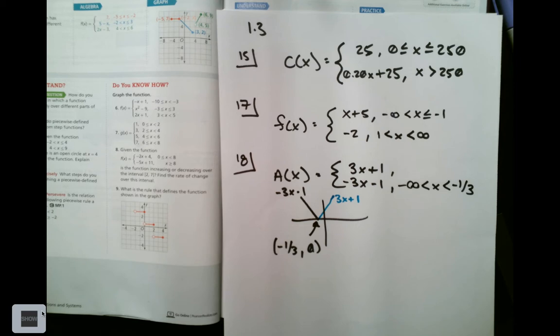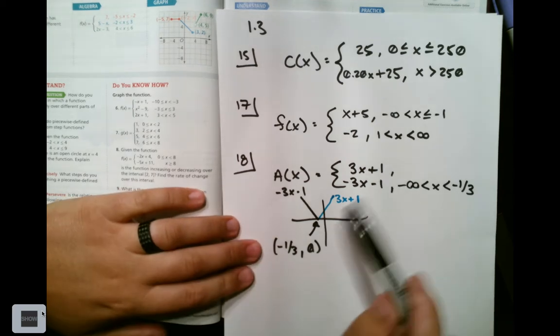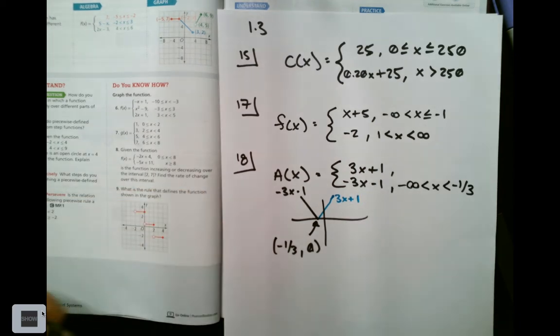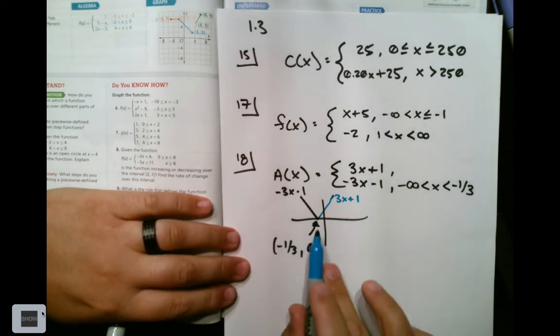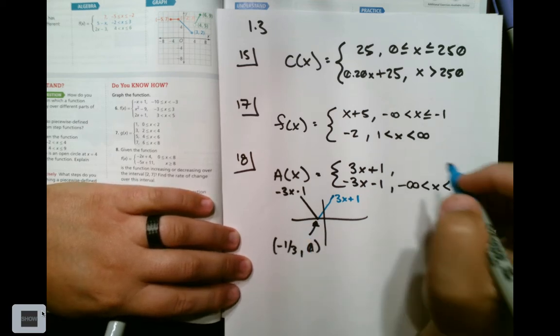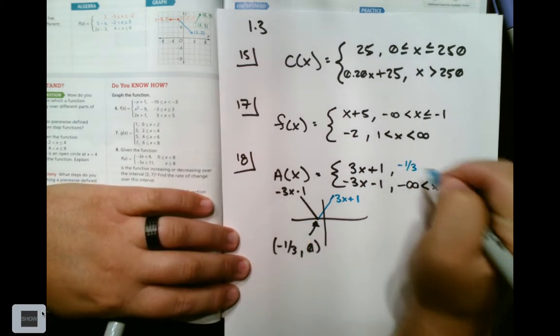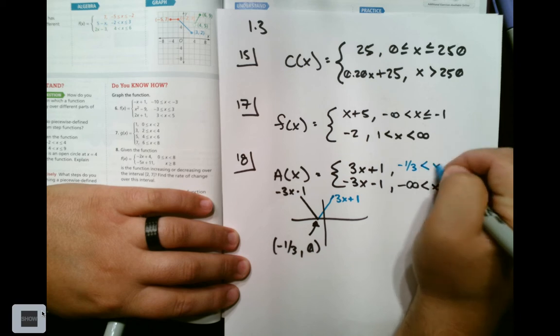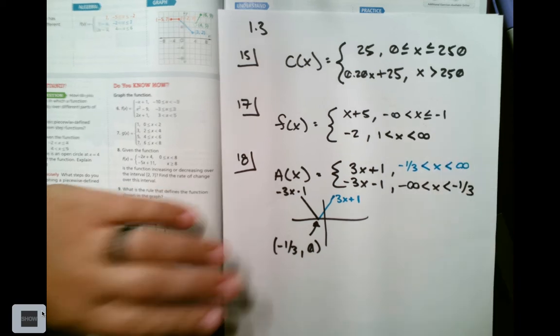And then the second equation, which is my top one, the blue one, 3x plus 1. And since I used a separate color, I'll use the separate color here. It looks like it goes from my vertex, negative 1/3, to the right forever. So we'll call it negative 1/3 is less than x, which is less than infinity.